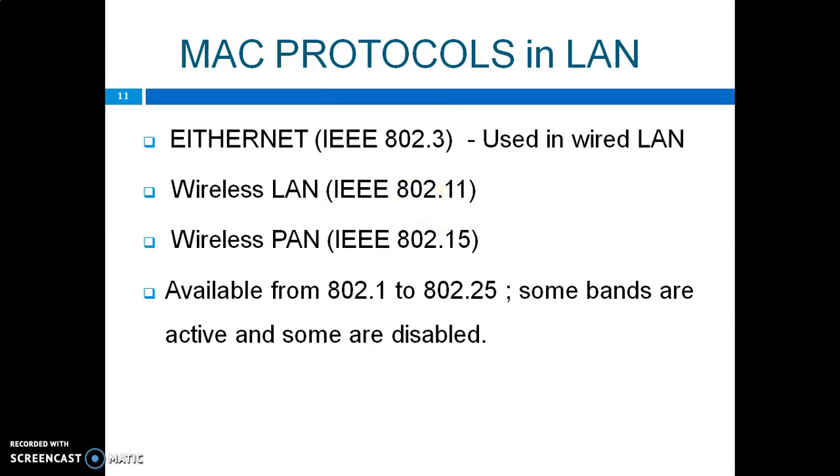You should read it as 802.11 by its digits, not as eleven, right? Please keep this in your mind. The third one is wireless PAN. The IEEE standard for wireless PAN is IEEE 802.15. The IEEE standards for MAC protocols run from 802.1 to 802.25, and some are active and some are disabled. So 802.3 is for wired Ethernet, wireless LAN is 802.11, and wireless PAN is 802.15.